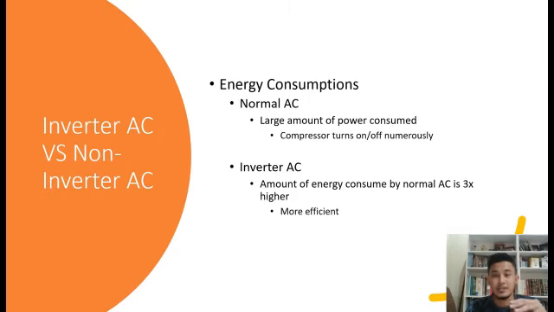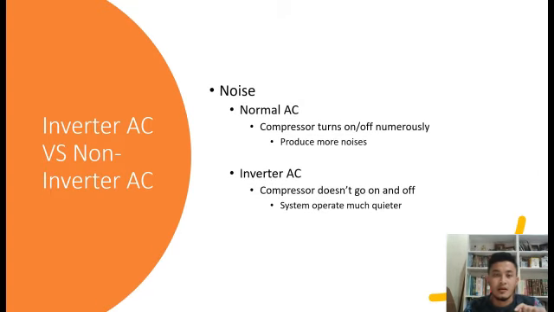This makes the compressor of the inverter air conditioner 3 times more efficient than the normal air conditioner, as it consumes less energy. Furthermore, the normal air conditioner produces more noise compared to the inverter air conditioner. The compressor turns on and off to run operations, which causes a significant amount of noise, while for the inverter air conditioner, the compressor does not turn off and on, hence the operation is much quieter.